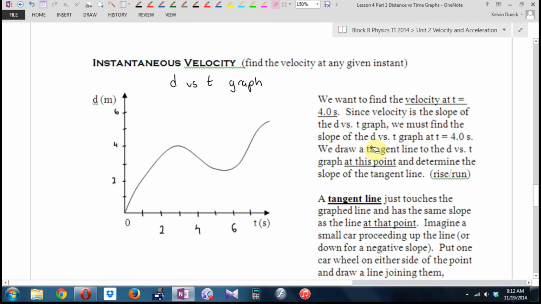Instantaneous velocity. Now, I have to pause here. What I'm teaching you right now is terrible. There is a way to find the instantaneous velocity of a curve. In fact, it's why Isaac Newton invented calculus. And you can use calculus to do it. What I'm having to give you right now is a lame workaround.